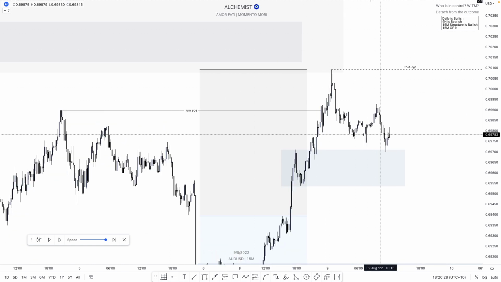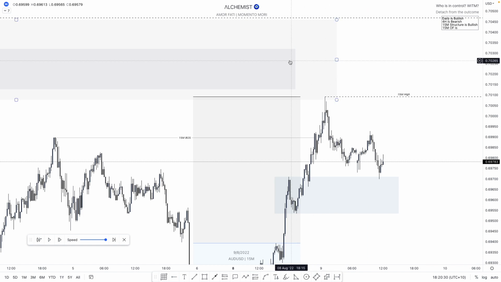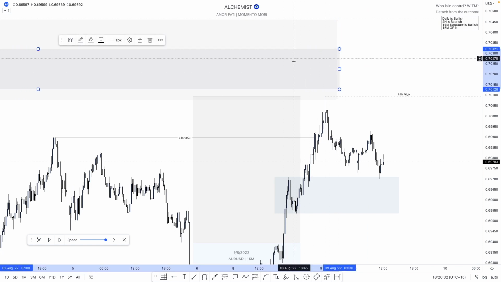And so once we've actually tapped this whole range, I was actually expecting for us to come higher into this unmitigated POI above. I also don't usually like trusting the first tap of a 4-hour POI, but if we do get the 15-minute order flow aligned with 4-hour structure, we can look to be taking entries.